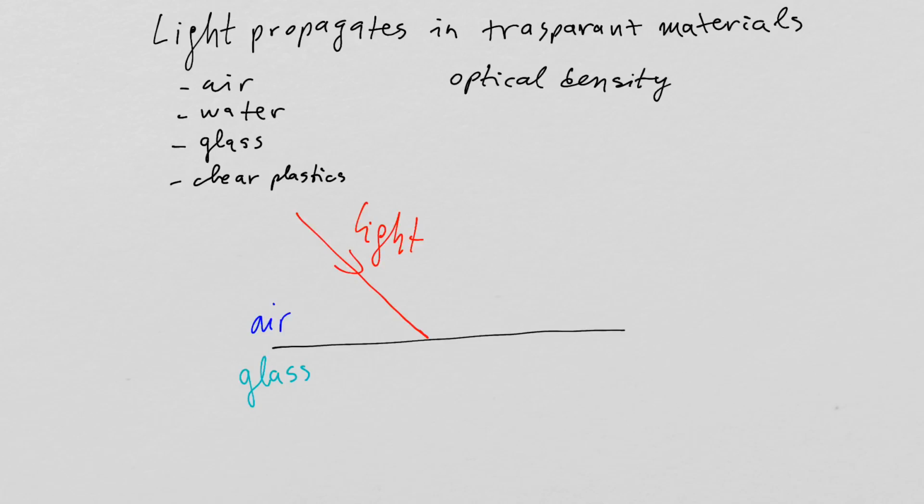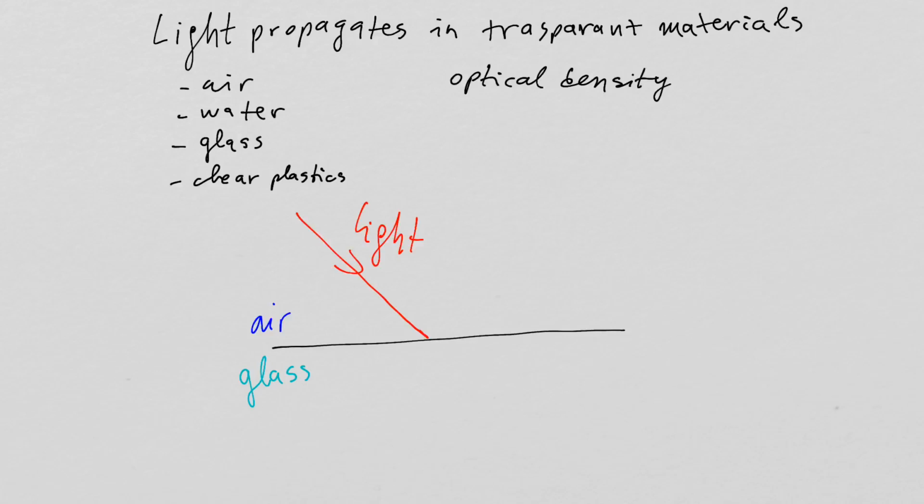So, to quickly illustrate the concept, let's consider two different materials in contact with each other. So we have glass and we have air. Let's have a single light ray incident from the air upon the glass. What will happen is the light ray will change direction once it transitions from air into glass.